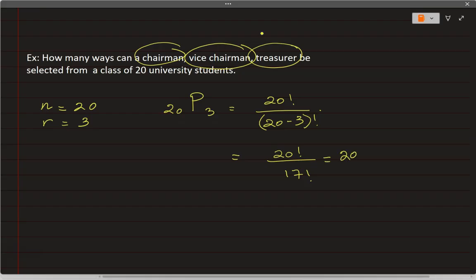That's 20 times 19 times 18, because the 17 factorial cancels after they divide, and then you can go ahead and find the answer to this, which will be 6,840 ways. All right, so this is another one.